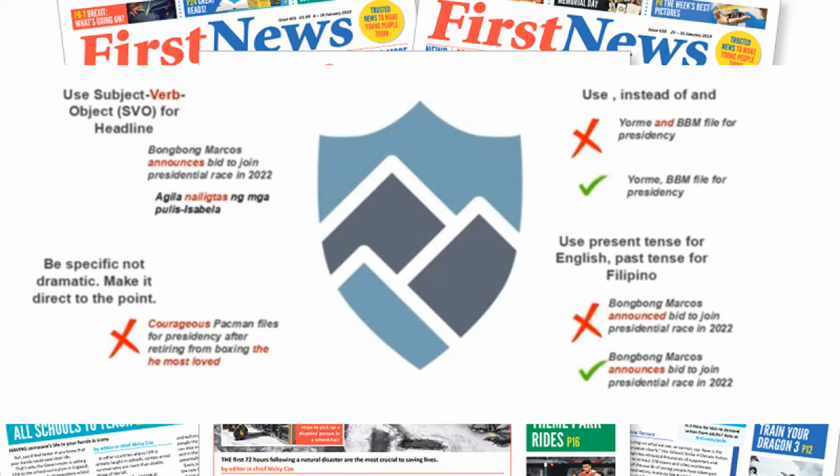Use comma instead of and to save space in headline, okay, in your title. Yorme and BBM file for presidency. That's wrong. That should be Yorme, comma, BBM file for presidency. Use present tense for English, past tense for Filipino. Bongbong Marcos announced a bid to join presidential race in 2022. Wrong. Like I said, that should be in the present tense. Announces. Check, it is Bongbong Marcos announces. In Filipino, Agila na iligtas. So that's in the past tense.